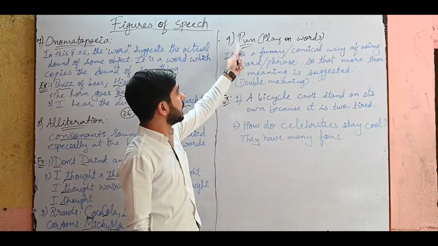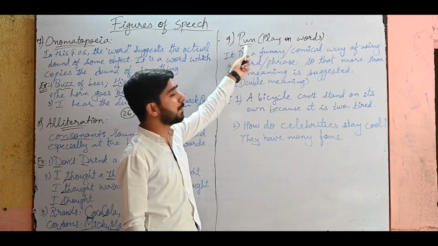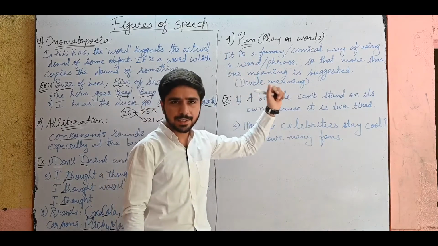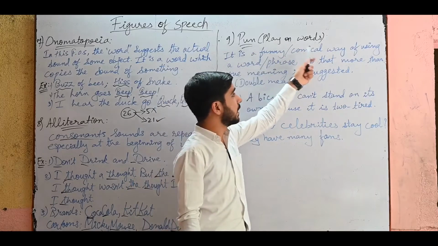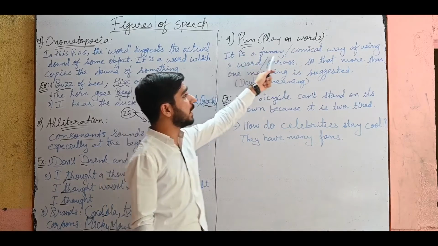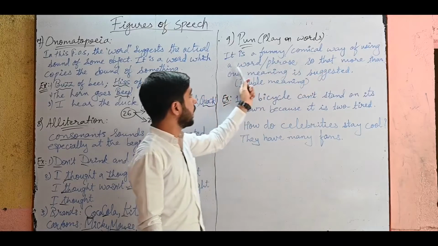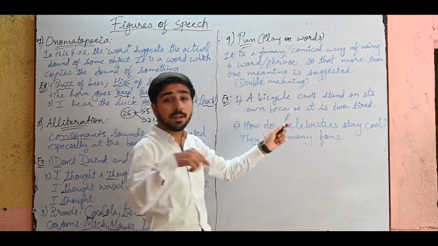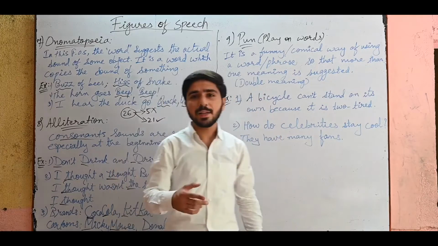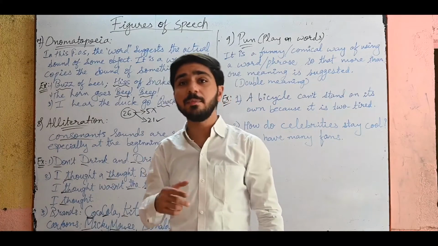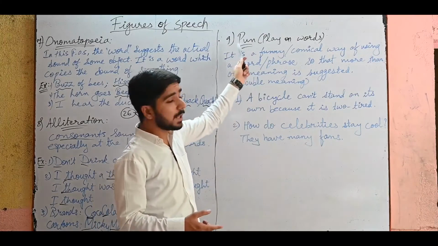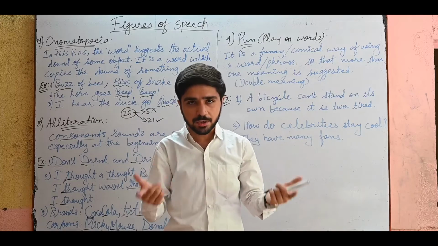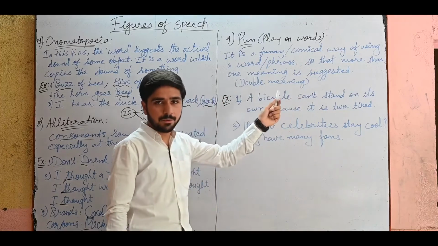So moving ahead, the next figure of speech based on sound effect is pun. One of the easiest figures of speech, but it is asked very less in the exam. That is pun, play on words. Now we see the definition. It is a funny or comical way of using a word or a phrase, meaning a group of words or a word is used so that more than one meaning is suggested, meaning double meaning. Sometimes some people have a habit of talking in double meanings. That is, they are using pun, meaning they use one word but the meanings are more than one, maybe two or three. So that is called pun, double meaning words.